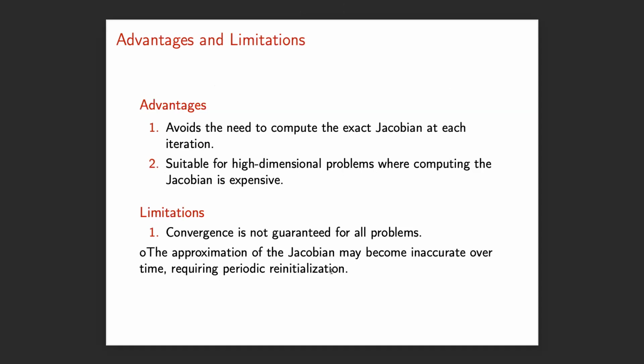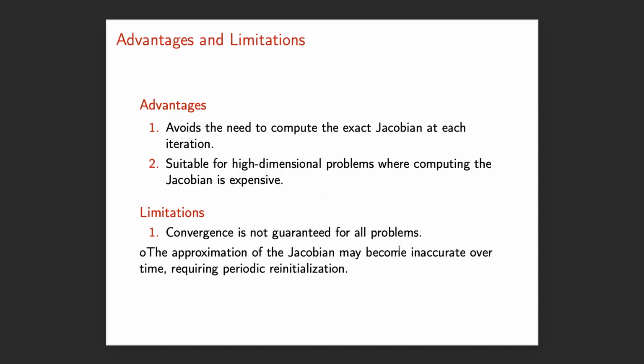Now this was improved by introducing the Broyden, Fletcher, Goldfarb, Shanno method. And if we just stay with this method here, it avoids computing the exact Jacobian at each iteration. And it's normally suitable for high dimensional problems where computing the Jacobian is expensive. For us, even if we can compute the Jacobian, that is going to involve many Monte Carlo integrals. And for us, it's going to be extremely expensive to calculate. And that's why we end up with these more approximative methods, like Broyden's method.